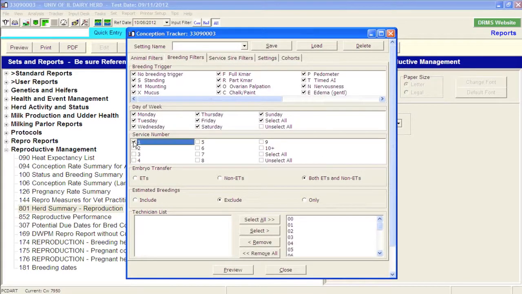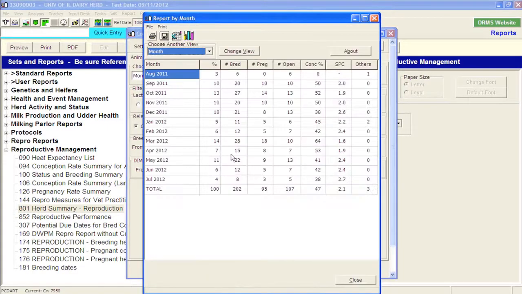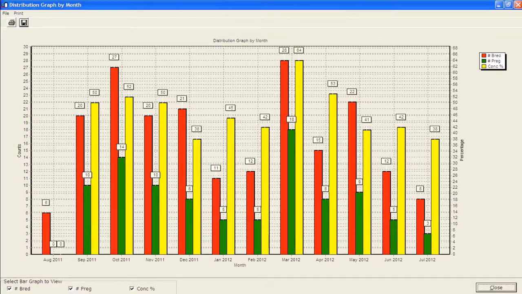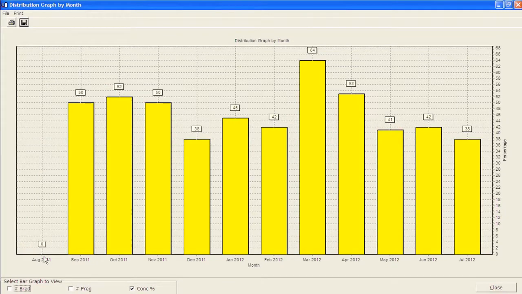So if I want to just look at first service cows, I'd go to the breeding filters. I select just first service, and then we can stay by month. And now I can graphically look at what our first service pregnancy risk has been. So we didn't have any first services in August of 2011, but we've been running 50, 50, 38, 64. So you can see fairly good first service conception rate in this dairy.